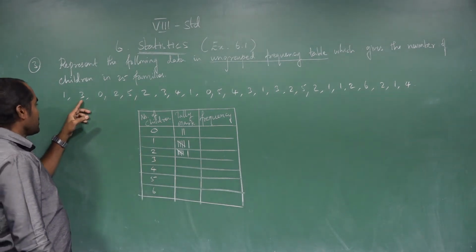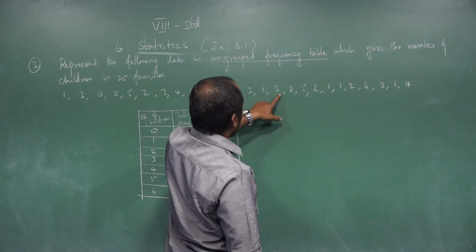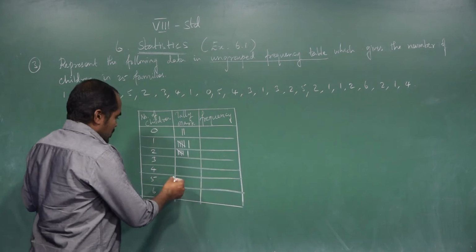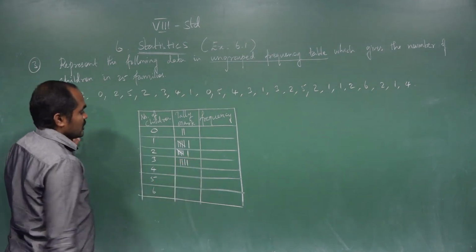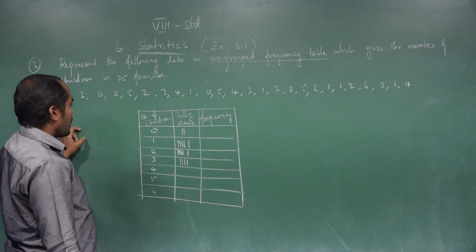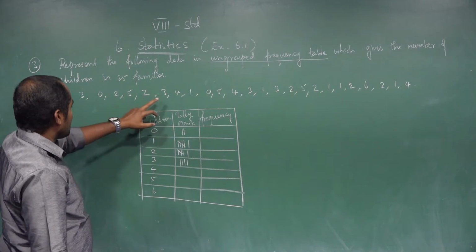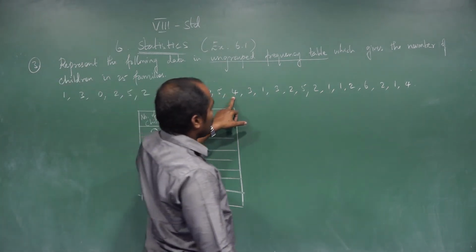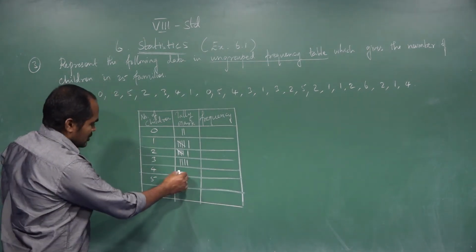Right? Families having 3 children: 1, 2, 3, 4, only 4. Right here, 4 lines: 1, 2, 3, 4. Next, number of families having 4 children. So 1, 2 and 3, so only 3. Here you want to write 3 lines.